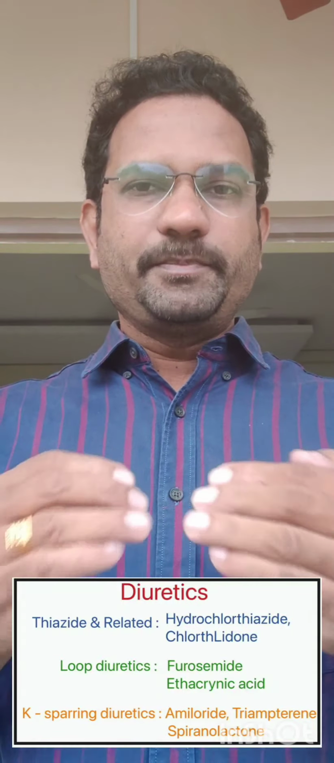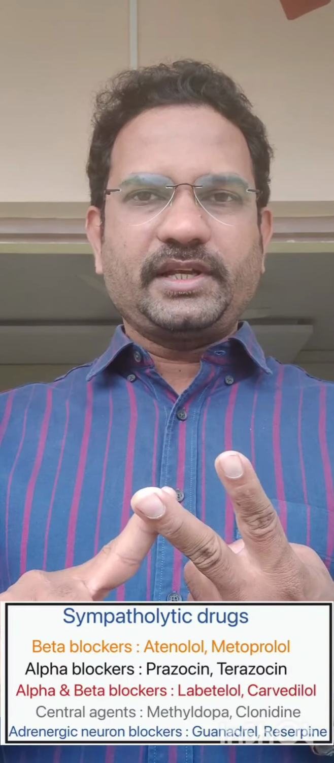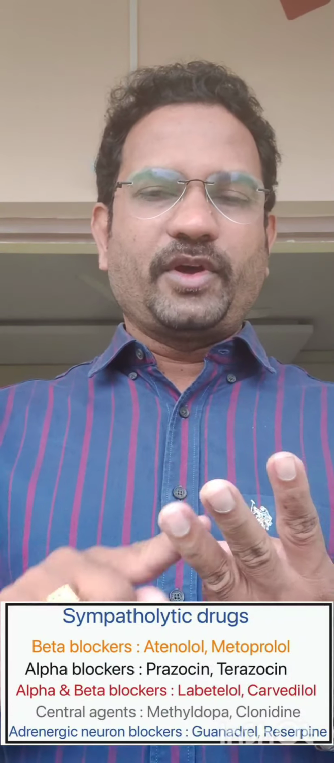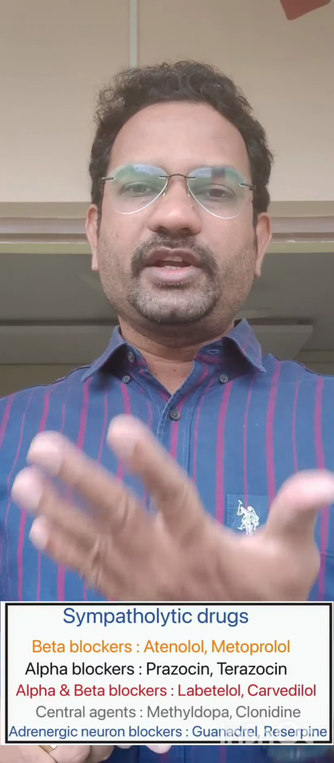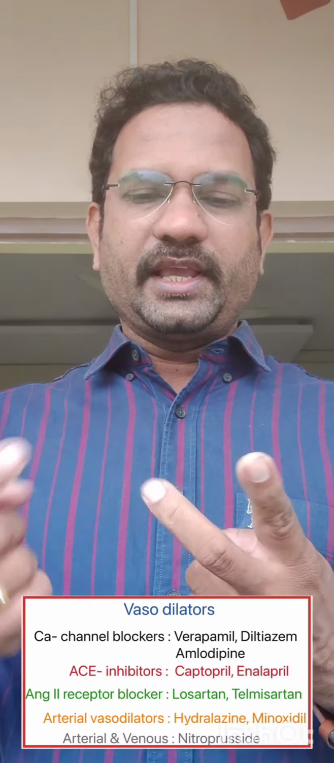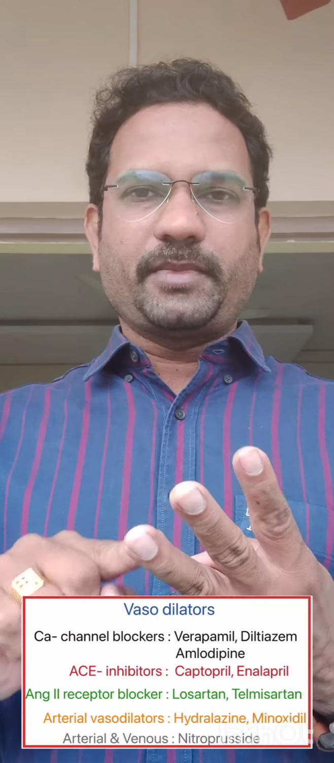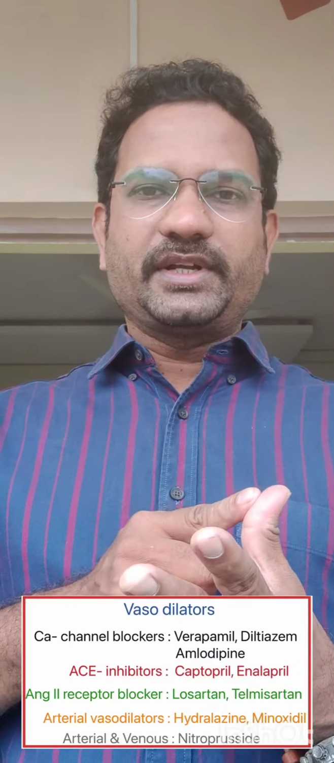Now next one, sympatholytic drugs. You have alpha blockers, beta blockers, centrally acting alpha blockers, alpha and beta blockers, and then adrenergic ganglionic blockers. Now third class, vasodilators. In this class: calcium channel blockers, ACE inhibitors, angiotensin receptor blockers, arterial vasodilators, and arterial and venous vasodilators.